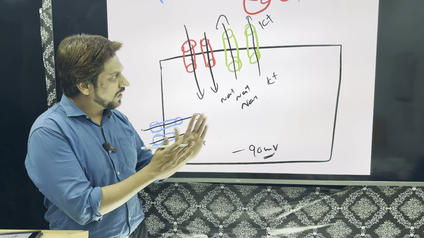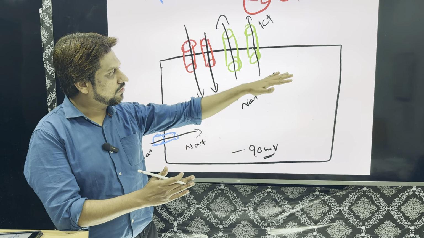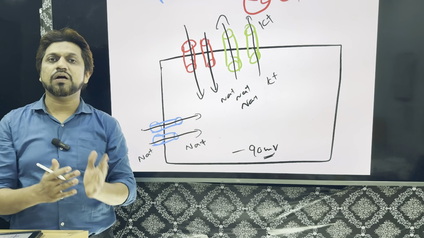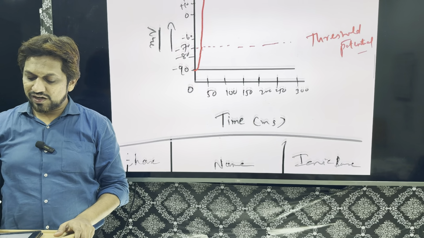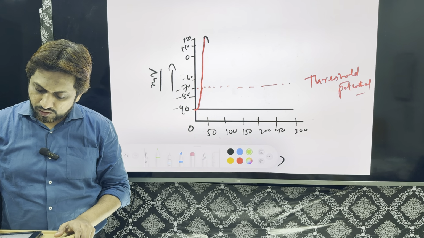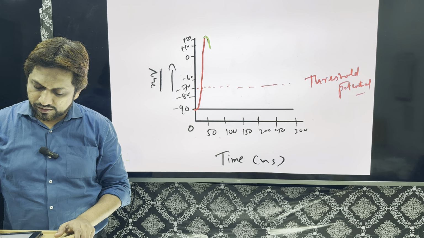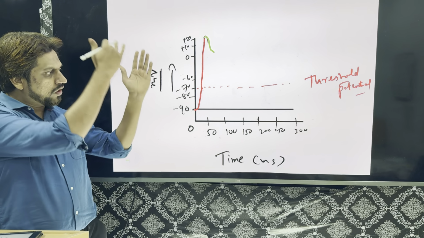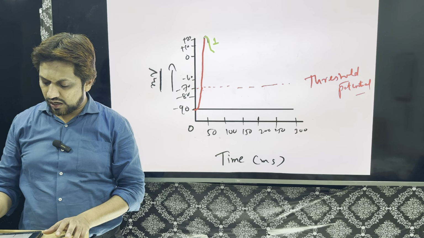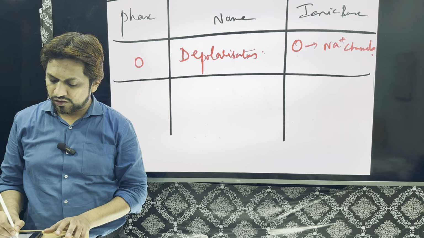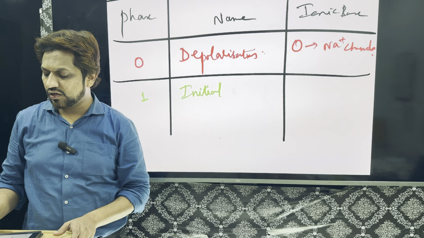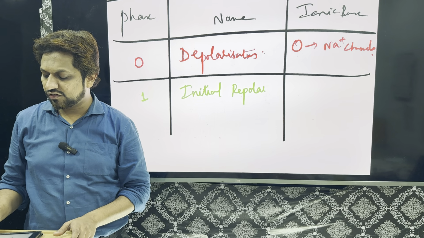Now when the positive charge is moving outside, there is a loss of positivity, so the membrane will again tend to become negative. From plus 20 it will become plus 10, plus 5, and try to come towards 0 or towards the negative. This is known as the first phase, and the earlier one was phase 0. This phase is known as phase 1, the initial rapid repolarization phase.